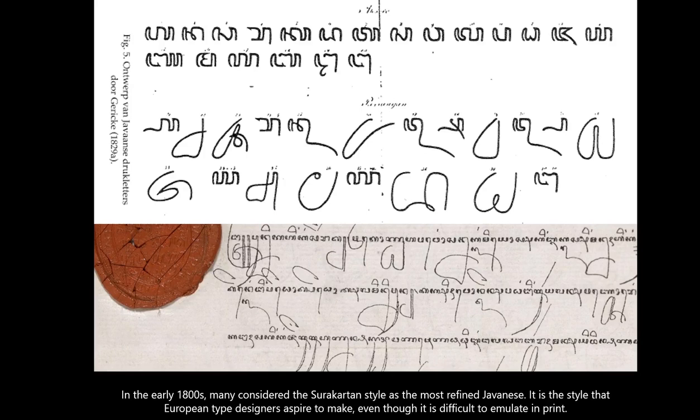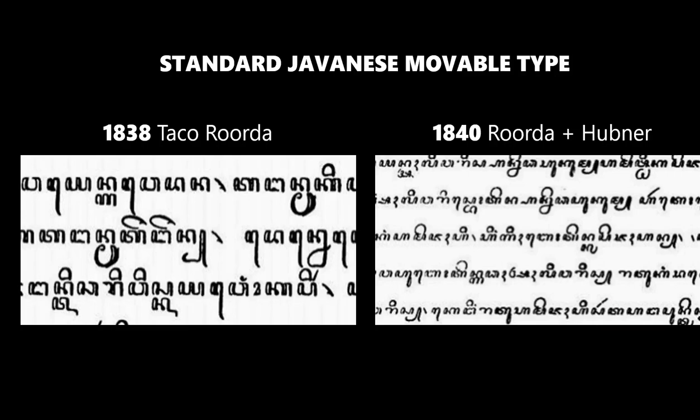And so balancing this ideal style with the economic and technical reality of the time has been the central preoccupation of designers of the time. However, in 1838, a satisfactory typeface was completed by Taco Roorda.